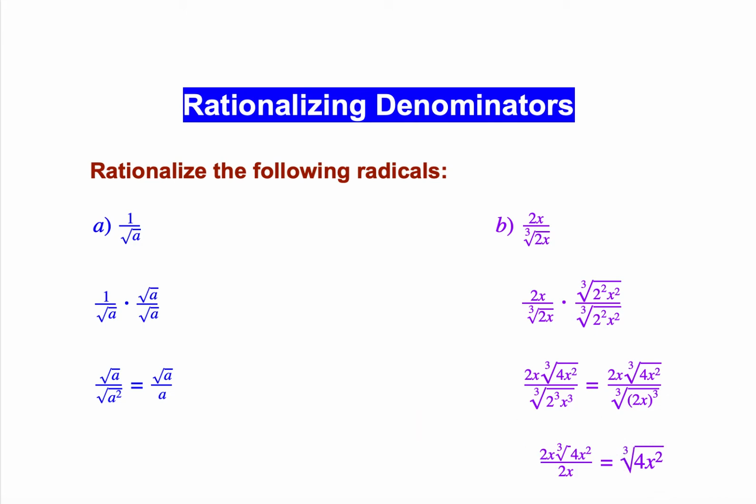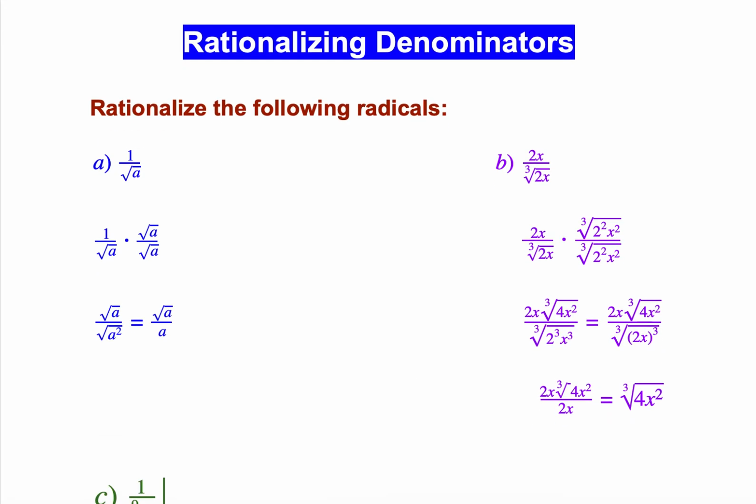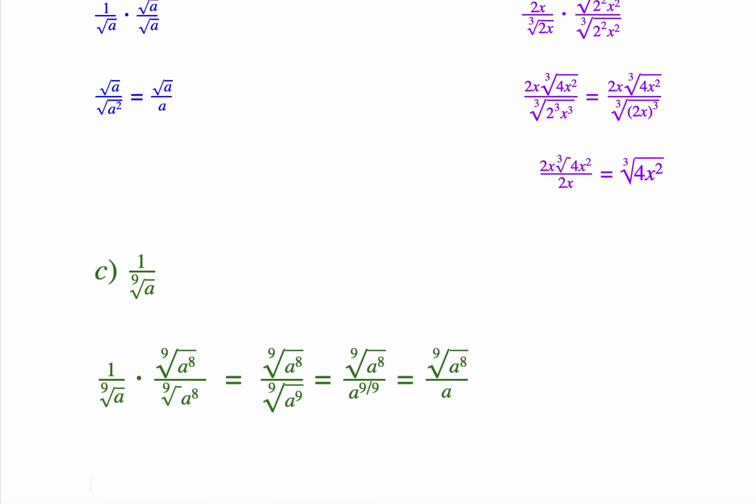And now let's see another example that is a little bit more complex. Let's say I have 1 over the 9th root of a. And now, in order for us to rationalize the denominator, we have to find something that makes a to the power 9, because we want the power of the radicand to match the index. So the power with the index is going to simplify to give us 1.